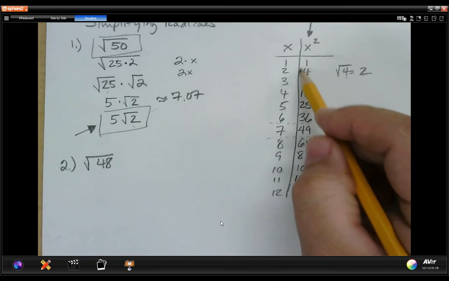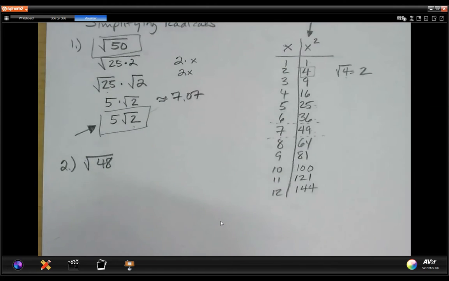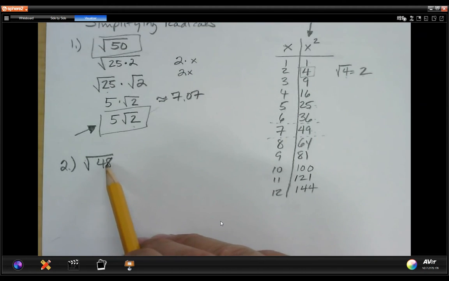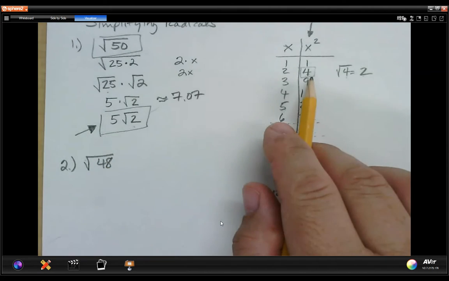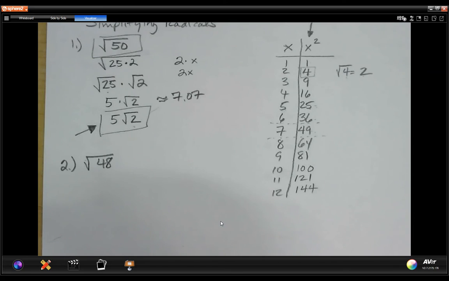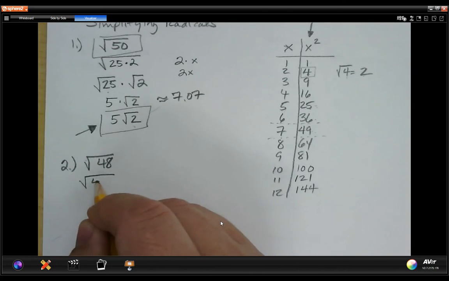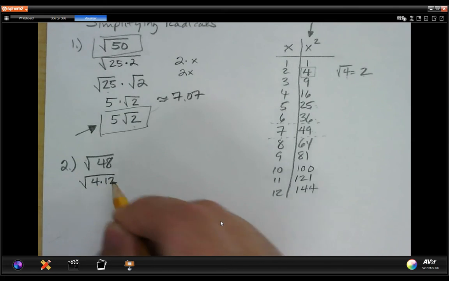Well, if you look, you see this 4, right? So let's think about that. Well, 4 goes into 48. We could take our calculator and do that calculation: 48 divided by 4 comes out to 12. So I could rewrite this as 4 times 12.